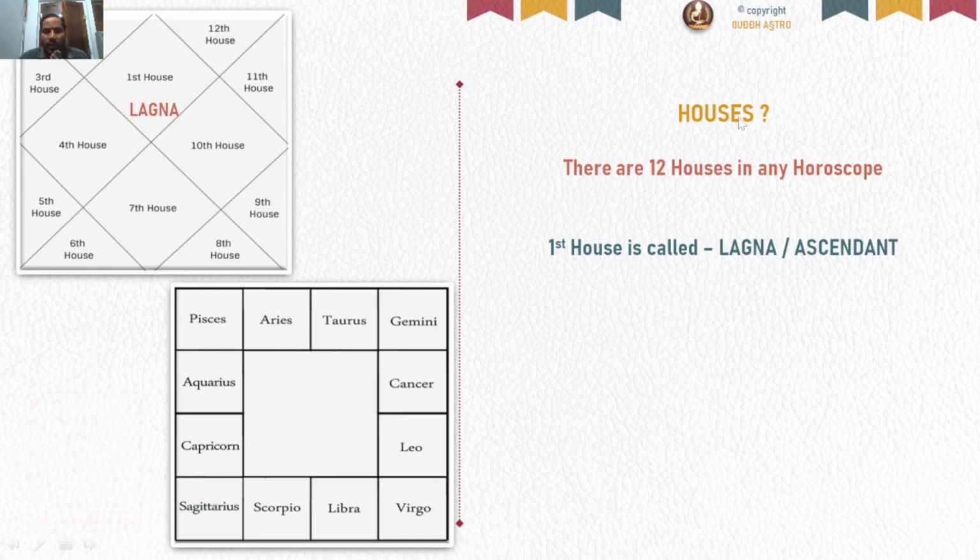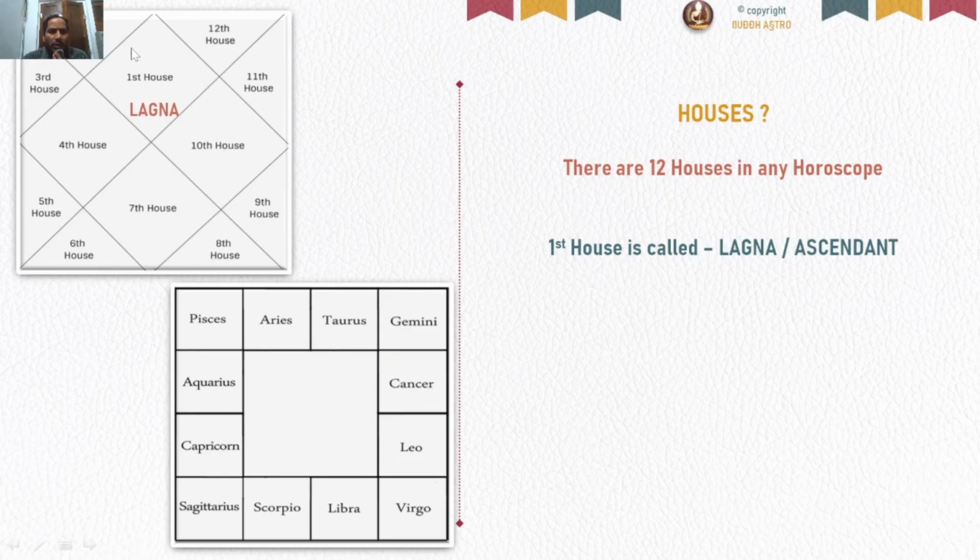As you already know, houses are total 12 in any horoscope, and the first house in any horoscope will be called Lagna or ascendant. This is the North Indian style chart. Here you can see this first box, which is the diamond shaped box. This first box is known as the first house, or we call it Lagna.